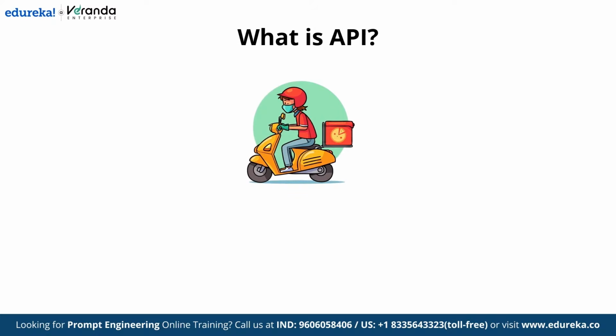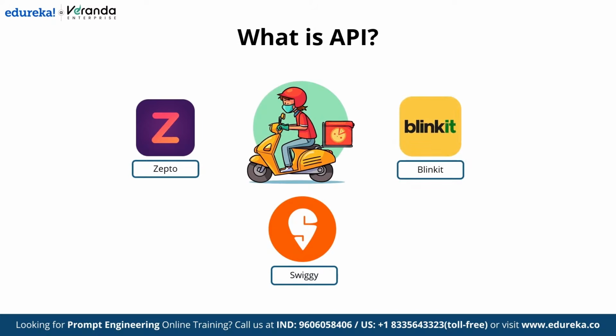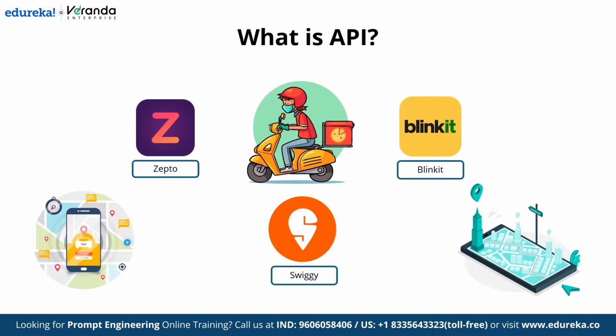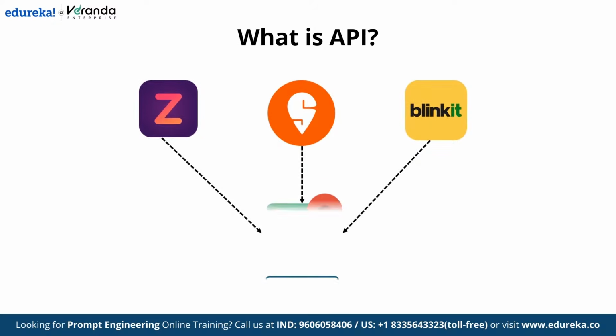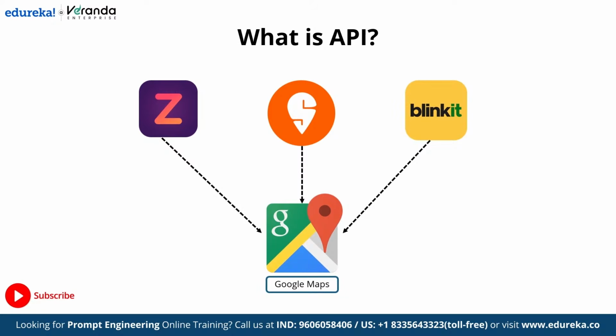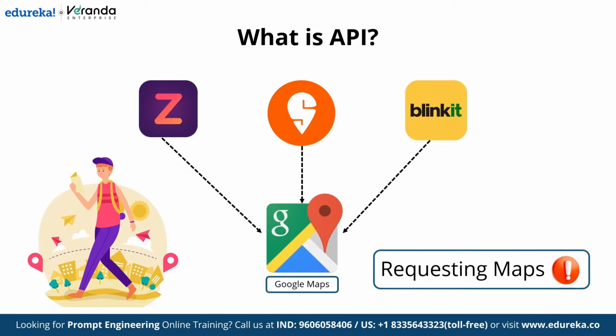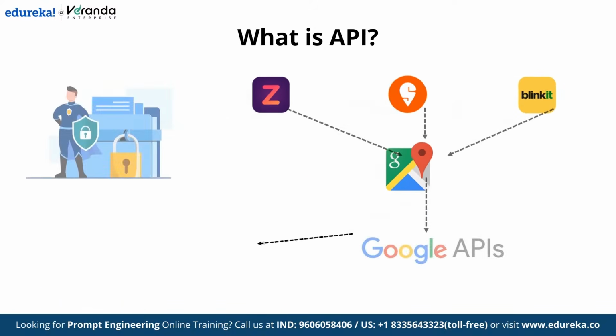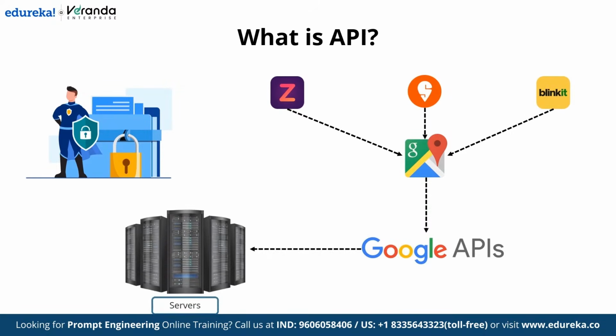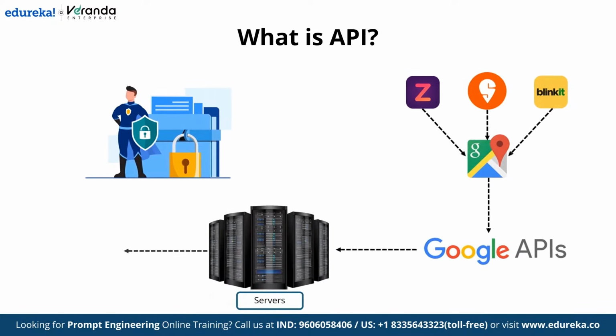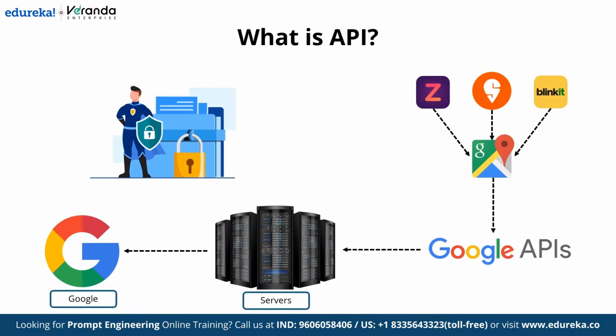So now let's look at the steps to explain APIs and API keys. Apps like Zepto, Swiggy, and Blinkit use APIs to show the location of your delivery driver. These apps don't communicate directly with Google Maps but follow a layered process involving servers and security mechanisms. First, the app sends a request to the Google Maps API. Then, the API forwards the request to Google servers. Then, the servers validate the request with the system. Once approved, the response follows back through the servers, APIs, and finally to the app.